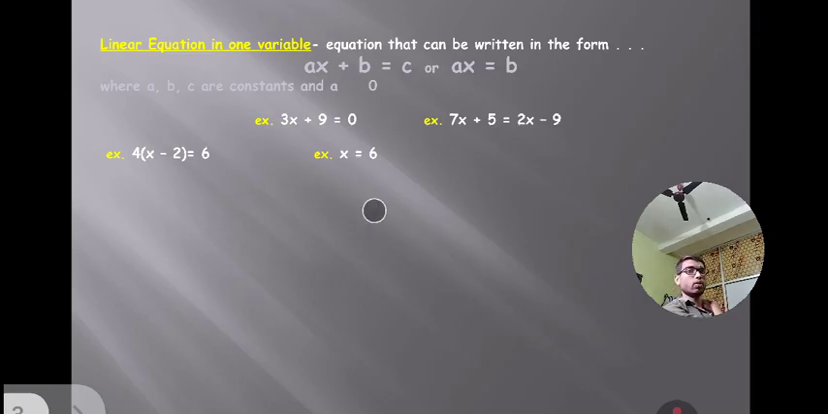Here, linear equation. What about linear? Just look at the x variable. How much is the exponent of the x variable? Of course, there is nothing, so here one is hidden. Always remember, one is always hidden. So there is a one exponent, and a one exponent is a linear equation. Second would be quadratic, third would be cubic.